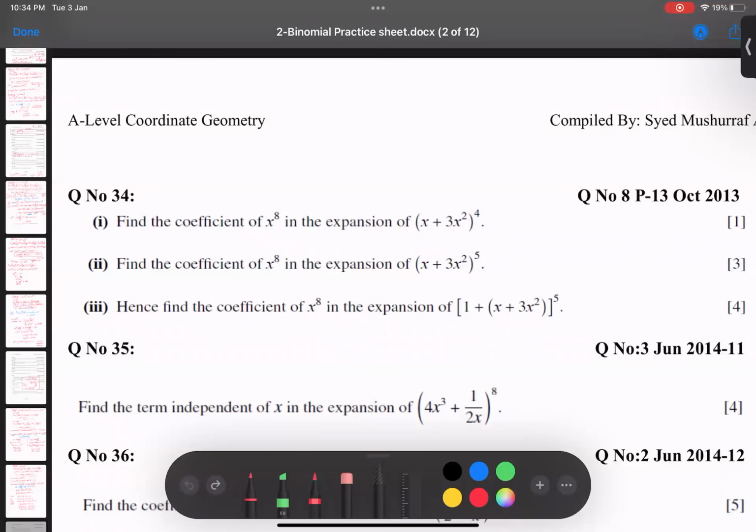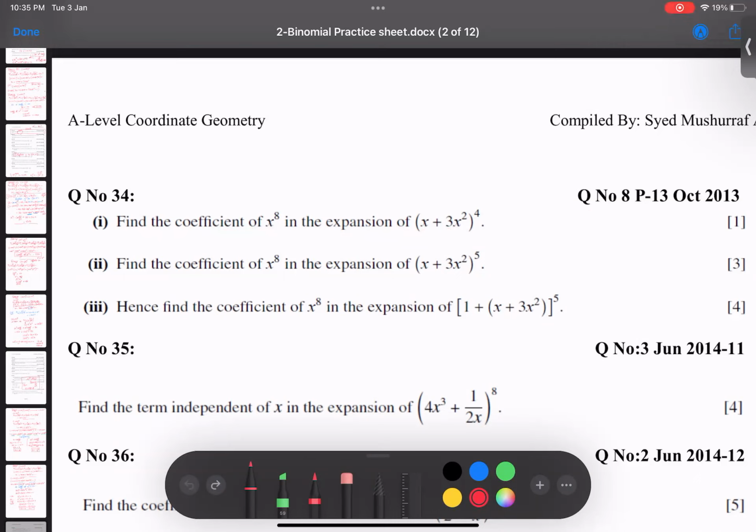Bismillahirrahmanirrahim. We have this question, October 13, variant 13, question number 8, on binomial expansion. How to do this question? In this question, the last part has some trick. The first part is very easy: find the coefficient of x to power 8 in this expansion.